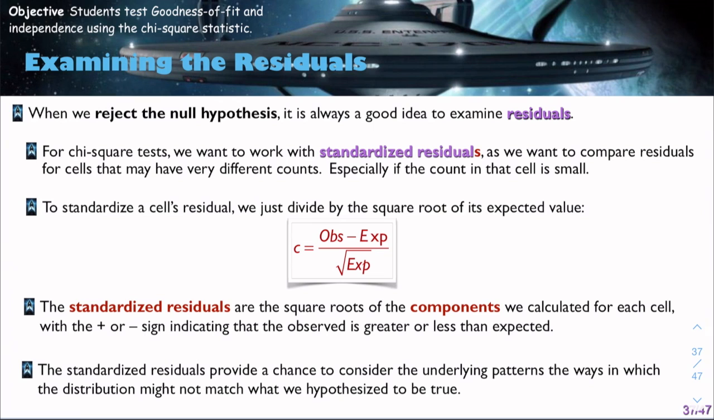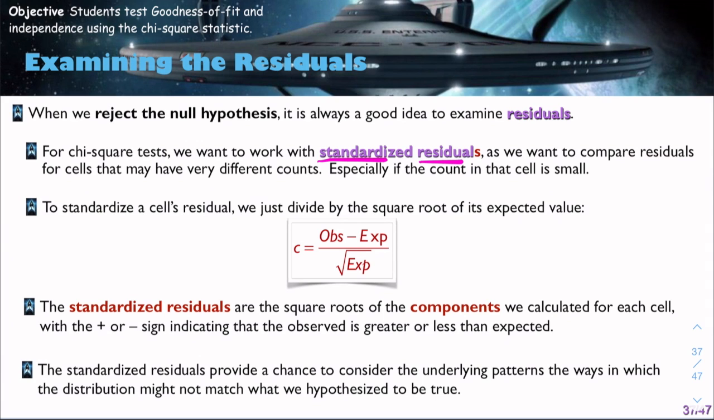Last bit, when we reject the null hypothesis, it is always a good idea to examine the residuals. For chi-square tests, we want to work with standardized residuals. And this might sound familiar to some of you, and maybe you were asking this before. Mr. Swenson, when you were saying to look at which component had the most influence, how did you know one was not being swayed by the count? And you're right, this is why we standardize things. As we want to compare residuals from cells that may have very different counts, and it's especially important if we want to compare the counts in a cell that has a small count.